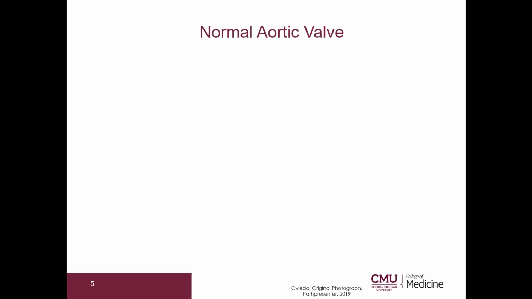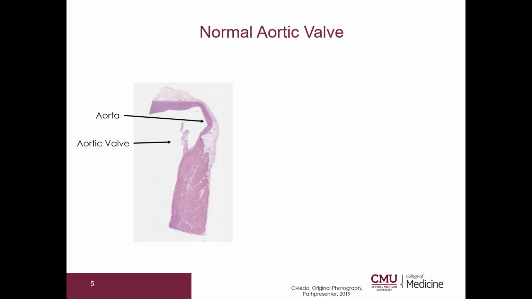Now I want to take a look at the histology of a normal aortic valve in order to understand the pathogenesis of calcific aortic stenosis. Here's a whole mount of an aortic valve. You can see this is the aorta, this is the aortic valve, this is the left ventricle wall.